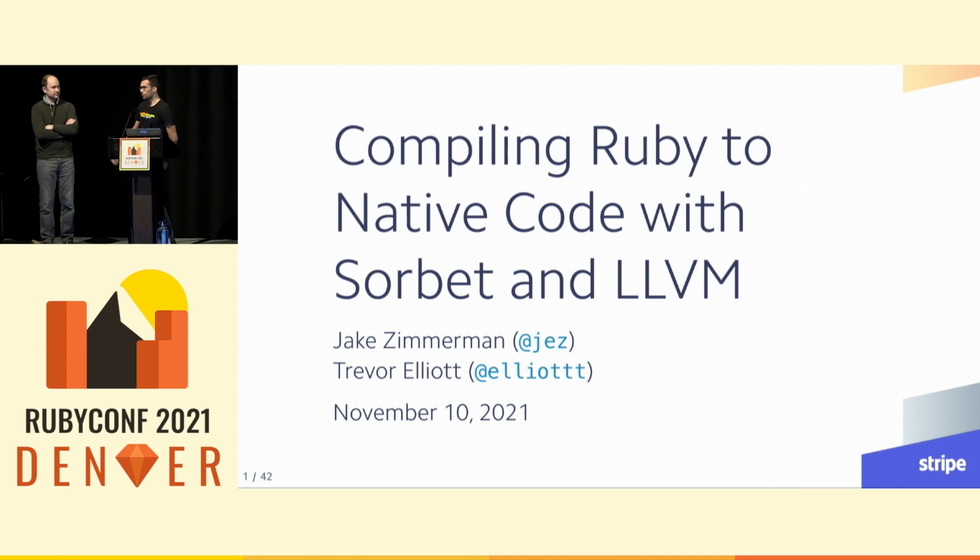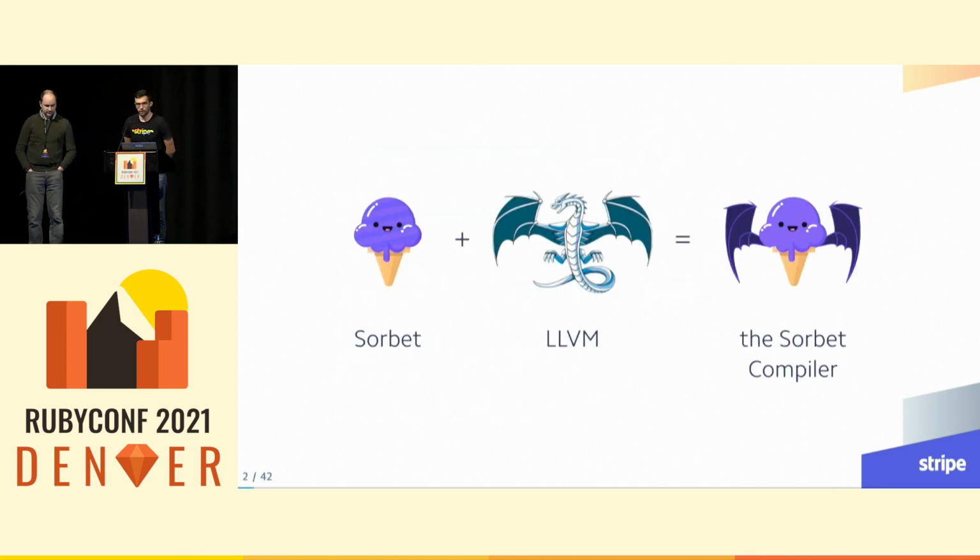My name's Jake, and I'm joined here by Trevor. We both work at Stripe on the Sorbet team, and we're going to be talking about compiling Ruby to native code with Sorbet and LLVM. So a couple definitions here.